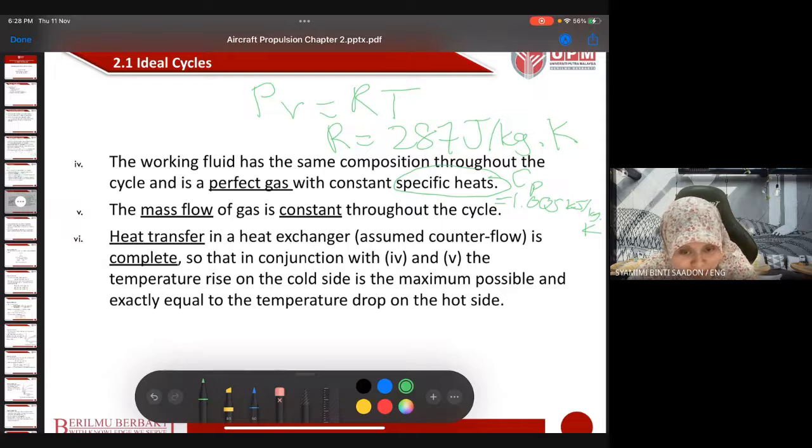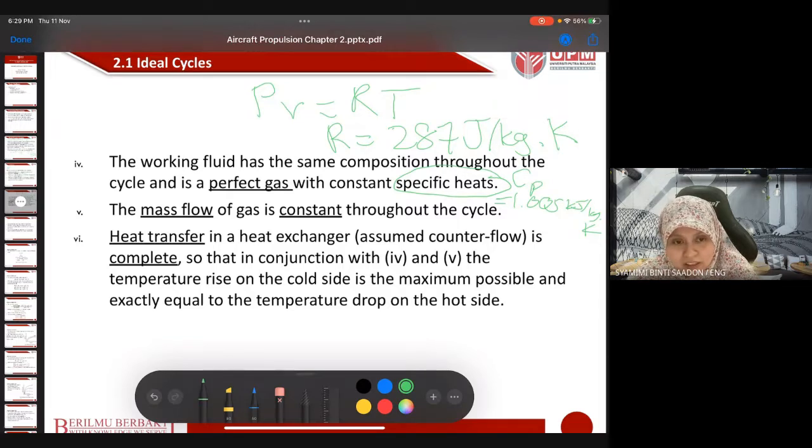So what is CP? CP is the specific heat, meaning the amount of energy needed to heat, or to increase the temperature by 1 Kelvin or 1 degree Celsius, for each mass of the fluid or substance. Here it is air. So that is specific heat.